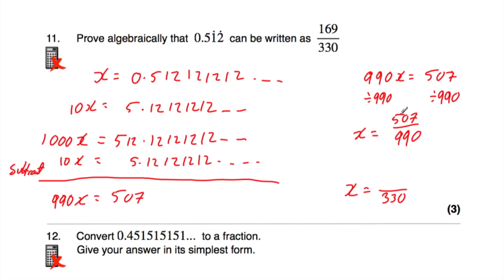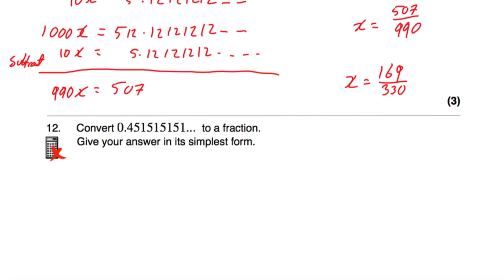That's fantastic. So let's just divide the numerator by 3 and check it's equal to 169. So 507 divided by 3. 3 into 5 goes once, remainder 2. 3 into 20 would go 6 times, remainder 2, and 3 into 27 goes 9 times, so that's 169. That's fantastic. So that means that x is equal to 169 over 330, and that's it.